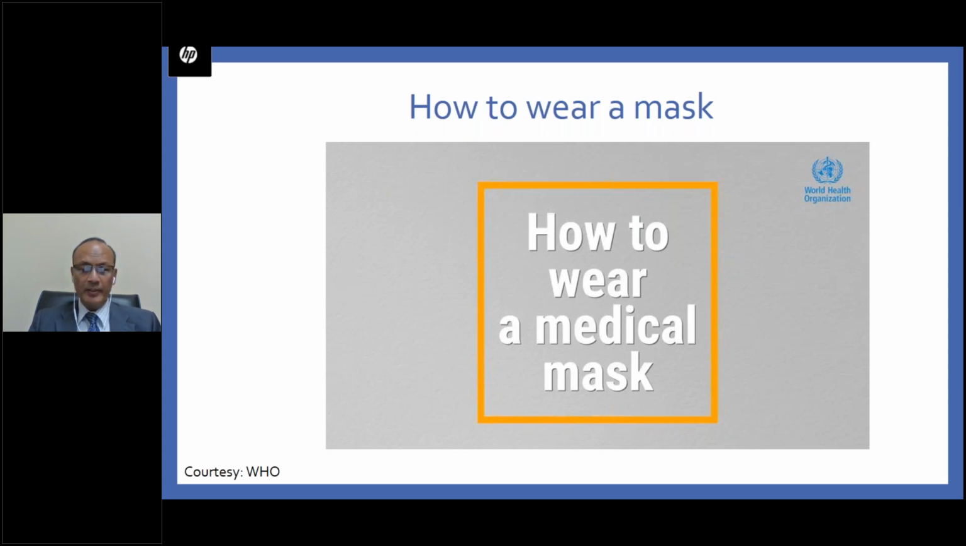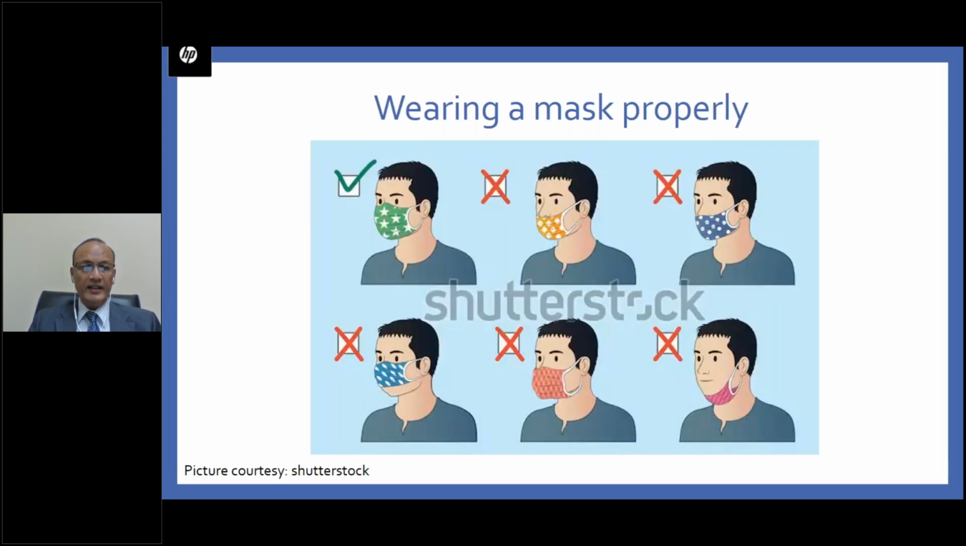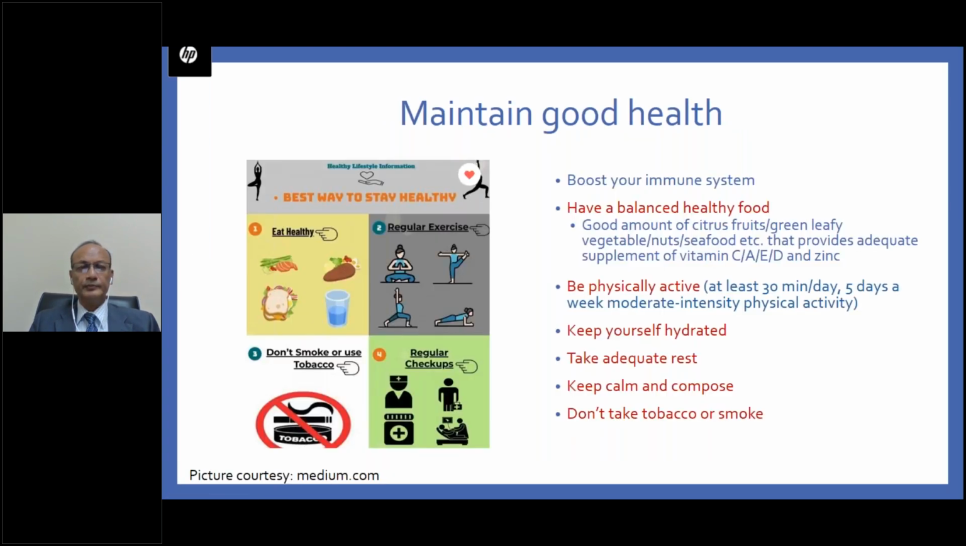When you want to take the mask off the face, again, you should wash your hands before removing the mask. Now, this picture just wants to show you how to wear the mask properly. It should cover the entire face, including the nose, mouth, and the chin, and it should not be loose; it should fit snugly around the face.